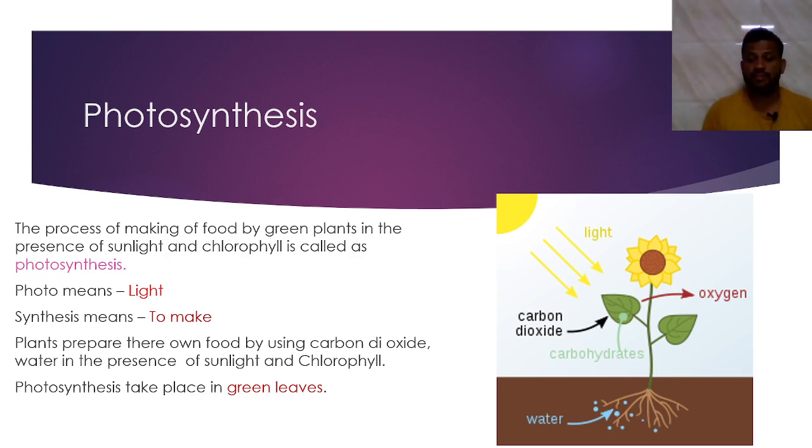By the combination of all these components, carbon dioxide, water, minerals, and sun, they all gather in the leaves and the plant starts to prepare its own food. We can say that the leaves are the kitchen of plants. Why? Because the plants prepare their own food in the leaves.